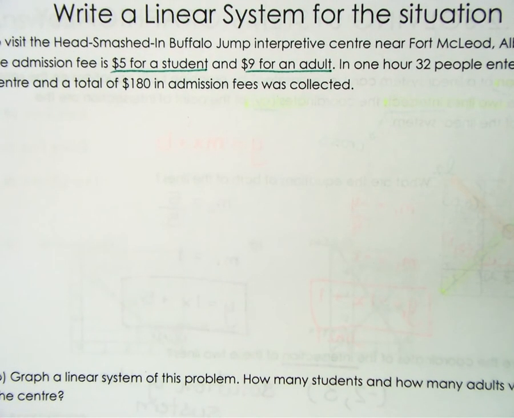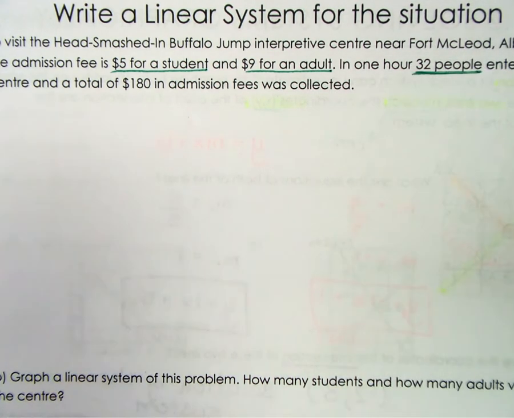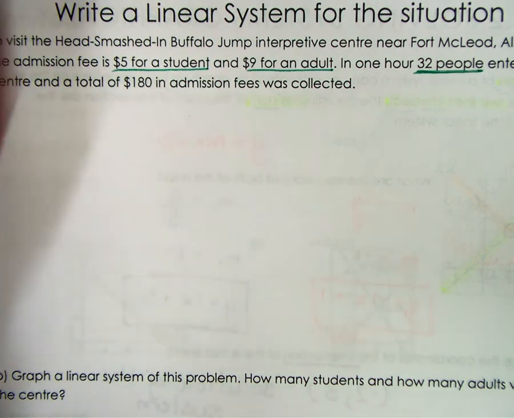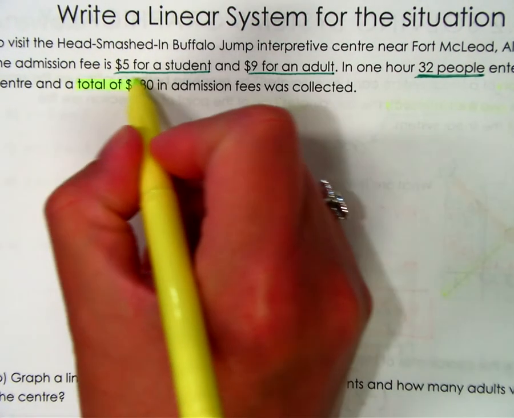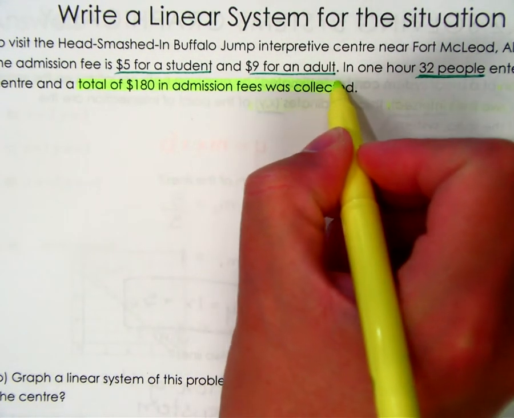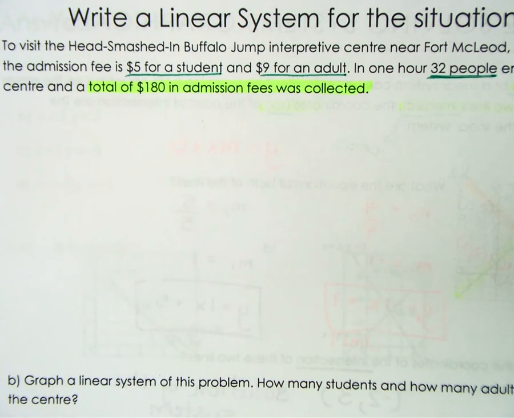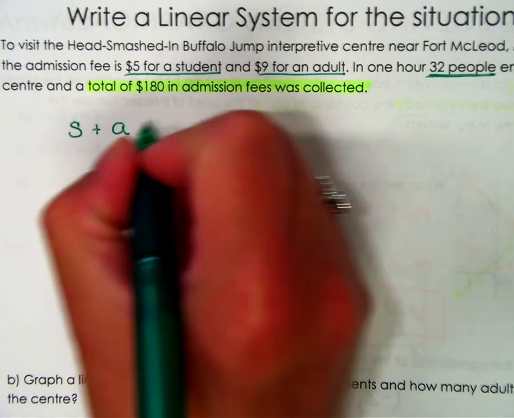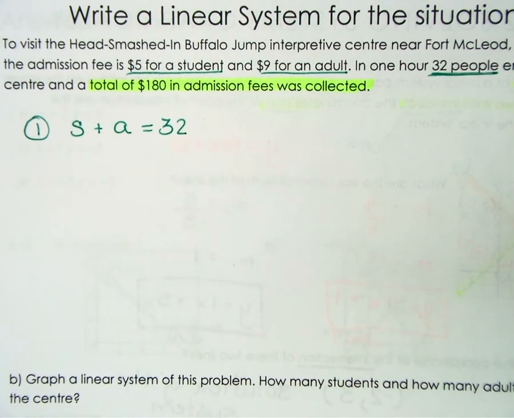Okay, but what about them? Okay, so you got the first equation. So in 1 hour, 32 people came through. Then it said that a total of $180 in admission fees was collected. Okay, slow down. So Steve had given us S plus A equals 32, and I would 100% agree with you, Steve, that that's our first equation.